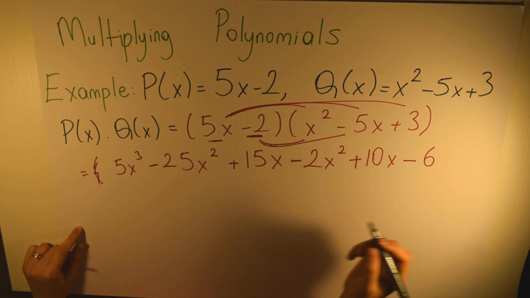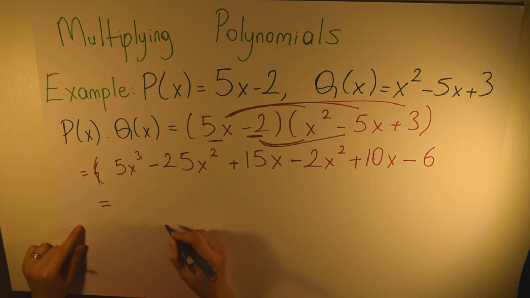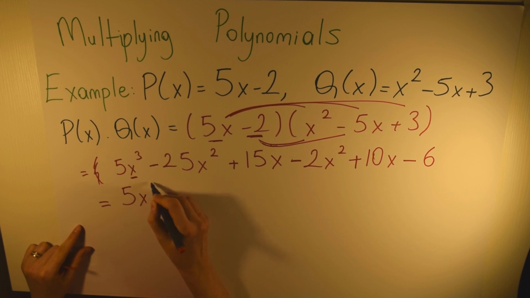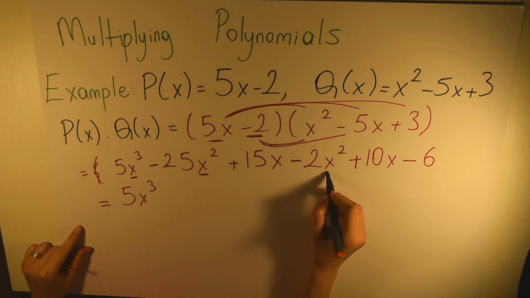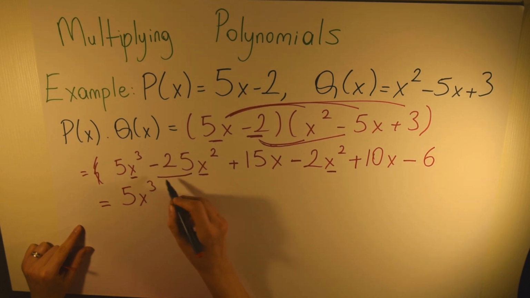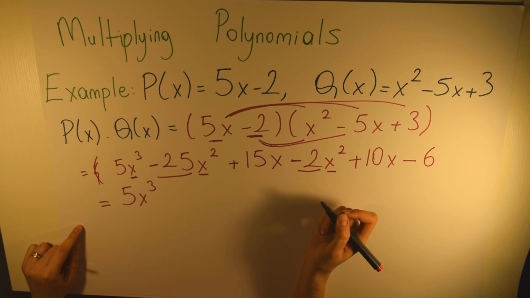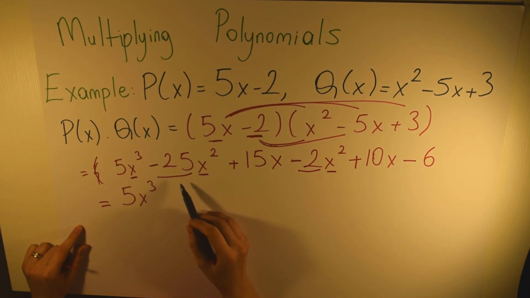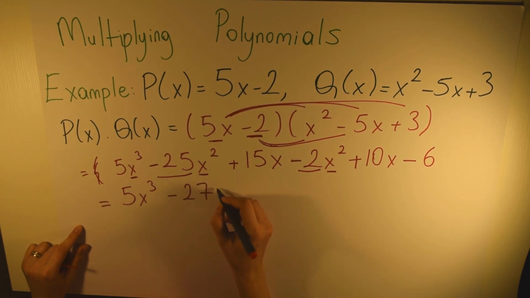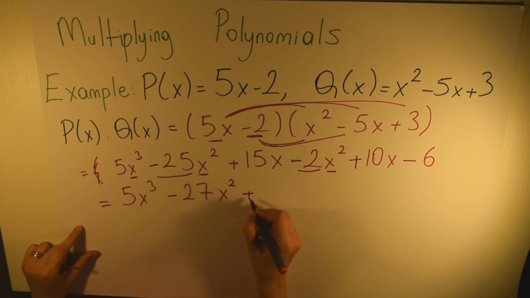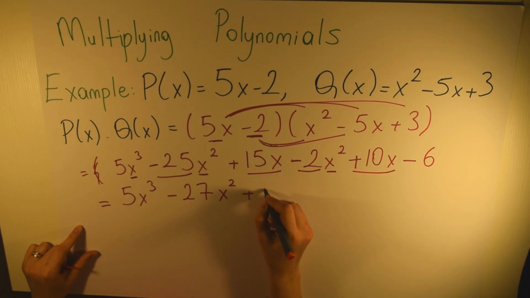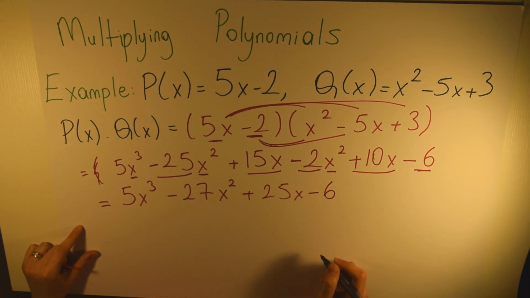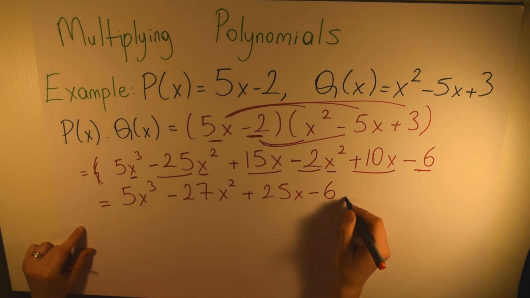Now we can combine like terms here. So let's see, we have here x cubed, right? Do we have another x cubed? No, so we write this as it is. And we have here x squared, we also have here x squared, and they have minus 25 and minus 2 as coefficients. So when I sum them up, I will get minus 27x squared, plus I have here 15x, I have here 10x, 25x, and I have minus 6 as a constant, and I write it down as it is. So this is our solution.